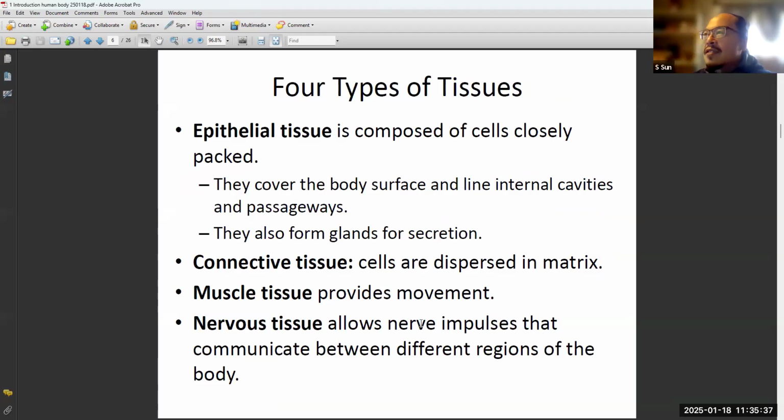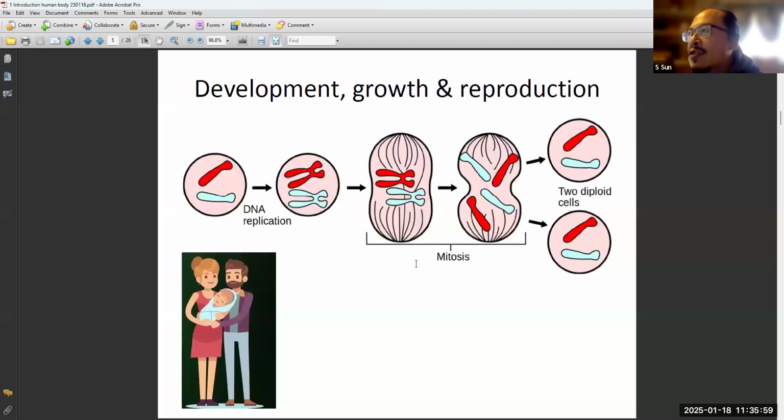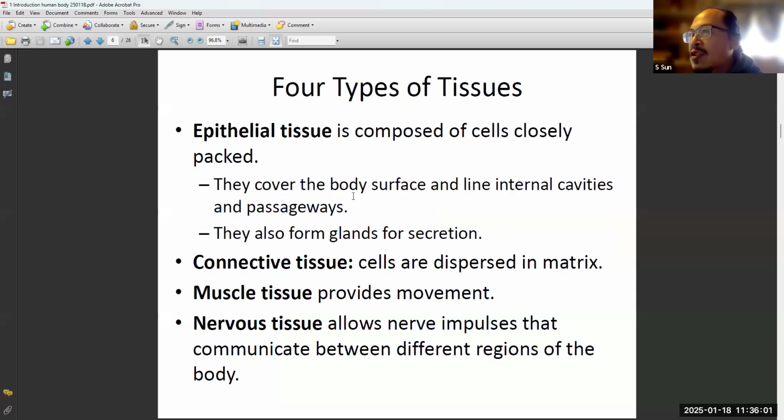That's the overall picture of our body. Our body has different kinds of cells, so from here we have different kinds of molecules and different kinds of cells. Our body can be divided into four types of tissue. At the tissue level, we have four types of tissue. So what are the four types of tissue?